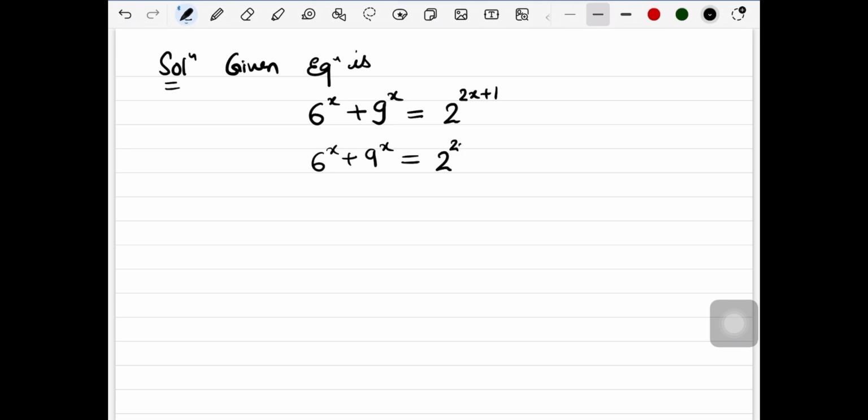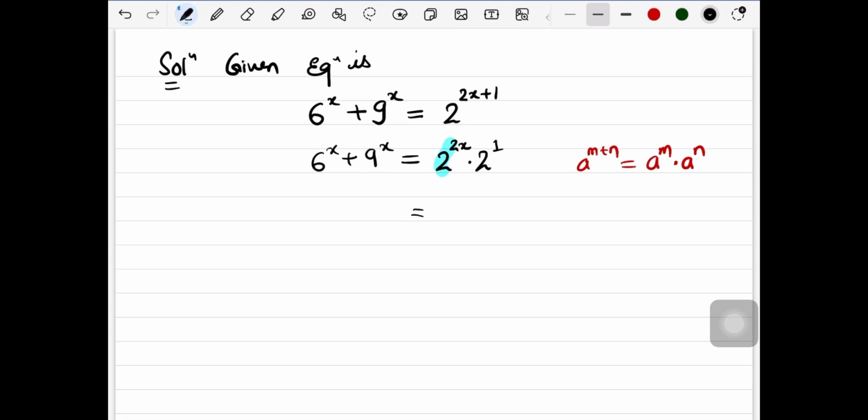I am trying to split the power, where we have the property that if powers are in addition, then I can write them as a to the power m into a to the power n. So I can write two powers like 2 to the power 2x into 2 to the power 1 by applying this property. Then there is a power 2x. Out of this, 2 square will become 4 and x will be like that. We can write it like that.